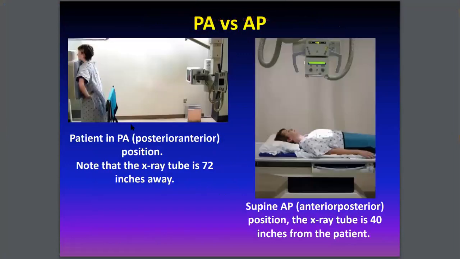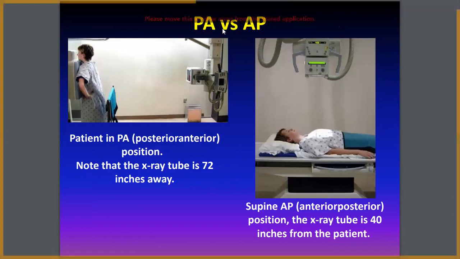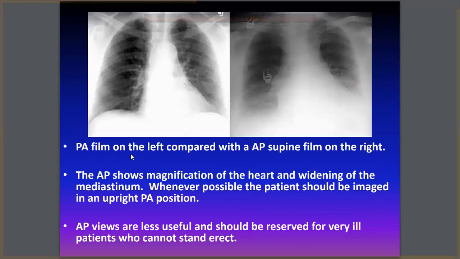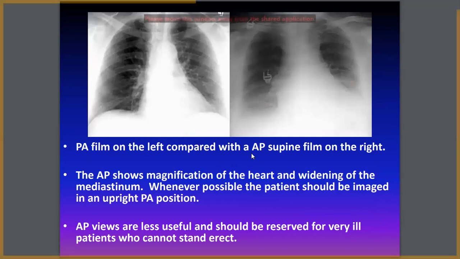Now we can compare the two normal views we usually take. This is the posterior-anterior view and this is the antero-posterior view. In the posterior-anterior position, note that the X-ray tube is around 72 inches away from the patient. In the supine position, when the patient is lying down and the X-rays pass from the front, we call it the antero-posterior view. The X-ray tube is 40 inches from the patient. The PA film is on the left, and the antero-posterior supine film is on the right.